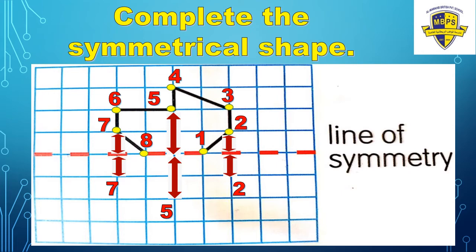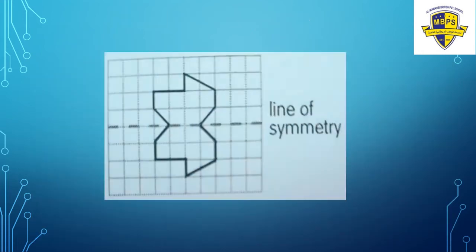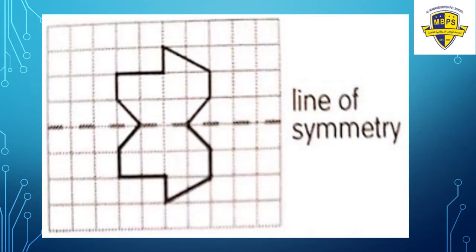What about number 7? How many squares is number 7 away from the line of symmetry? Very good. It is 1 square away from the line of symmetry. And you can see that on the opposite side also, we are going to write number 7 away from 1 square. Excellent children. And now you can see here that we have completed step 3.